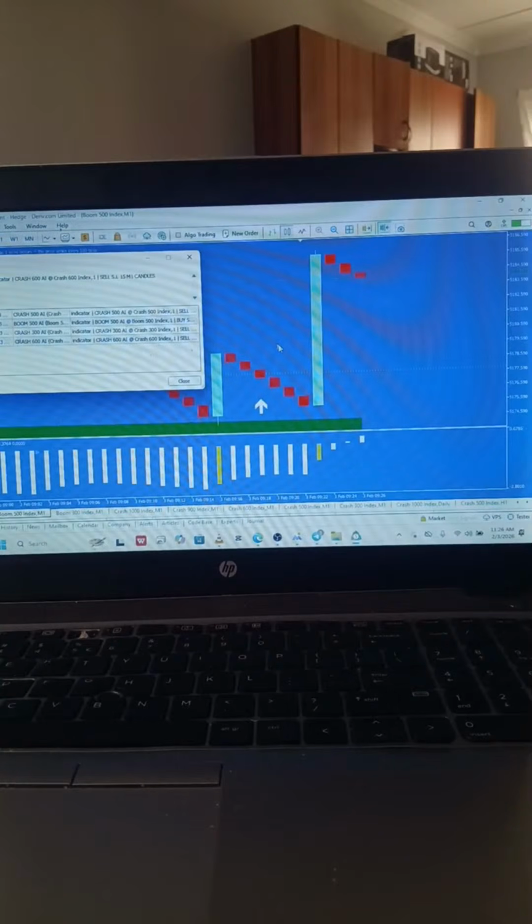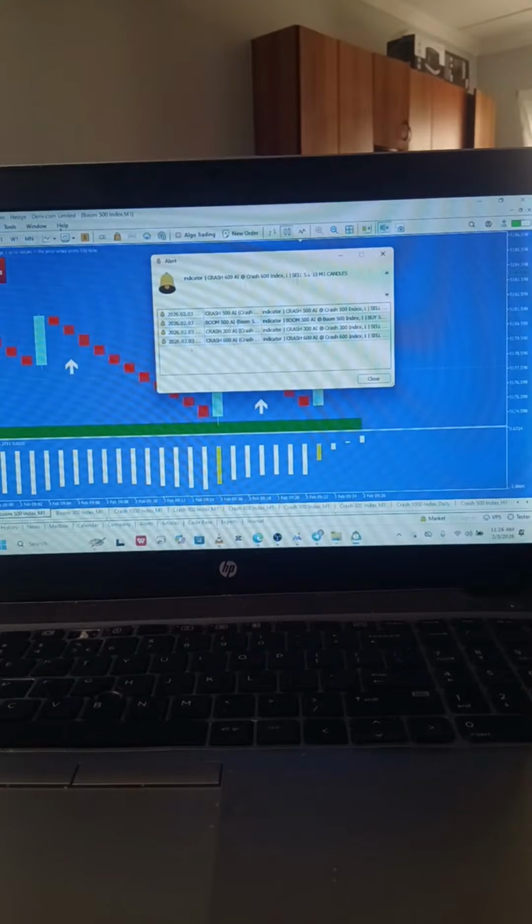Crash 600, there's a signal. So the notification will tell you, okay, let's just read what is there. It's saying Crash 600 AI. They want us to sell and we're going to hold for at least 15 M1 candles. Okay, so that's the instruction.